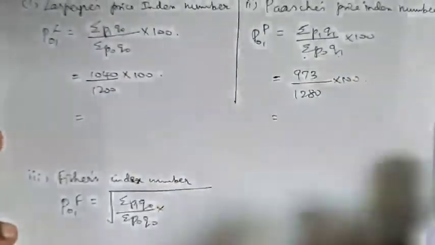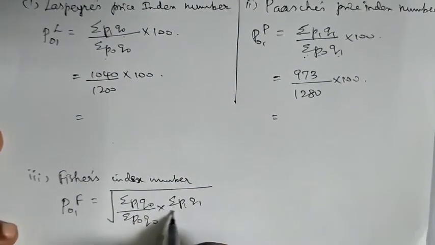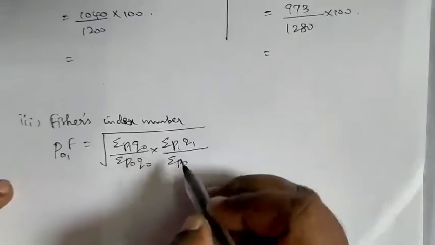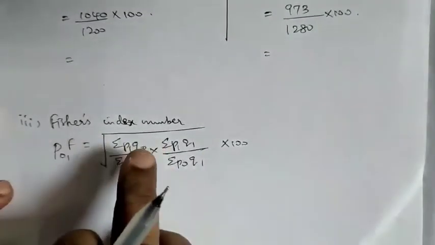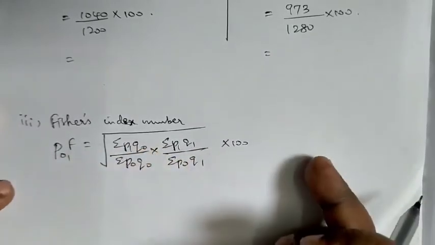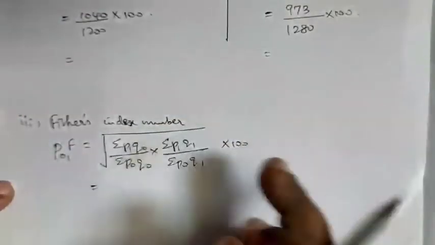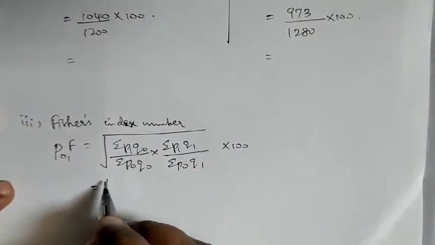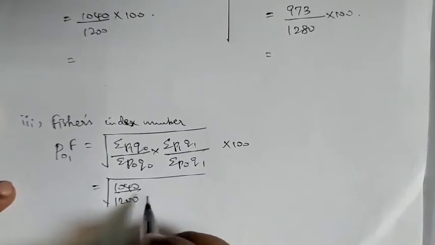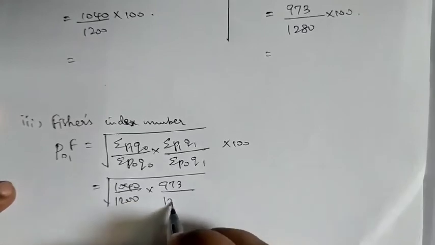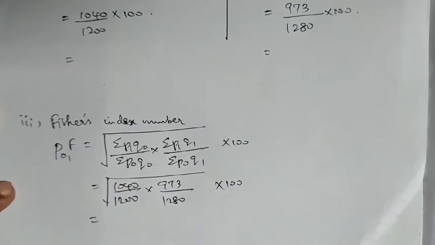Except 100: instead of 100 into 100 inside, you take 100 outside the root, that's all. Okay, this is summation of P1 Q1 by summation of P0 Q1. Outside the root only 100. Inside the root, if we write it, we would write 200. Because we take the root, one 100 goes outside, that's all. Okay, so now we are going to take these values here. Let me continue the problem by substituting the respective values: 1040 by 1200, 973 by 1280, outside the root 100. Use Calci for getting the answer.